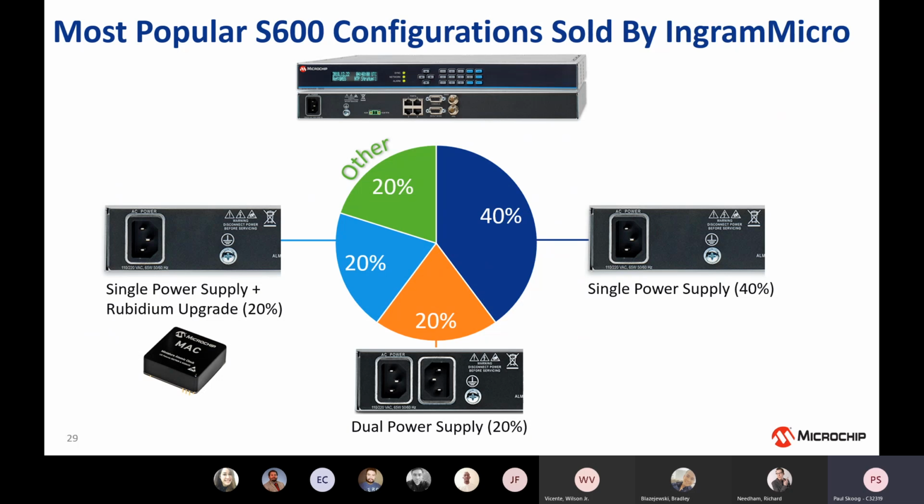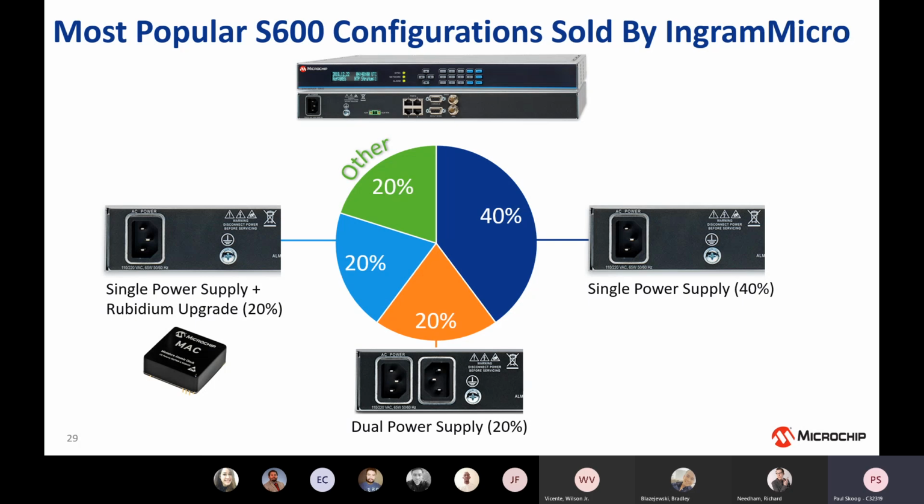I aggregated the data, and for the most part, about 40% of the units sold have a single power supply. So when it comes to that particular hardware choice, that's a pretty common selection. About 20% have the dual power supply, which is still pretty good. Then about 20%, about 1 out of 5, goes for the rubidium upgrade, and that's pretty good. Overall, for Microchip sales of sync servers, our number's a little higher, but not a whole lot higher. So you're doing a good job there.